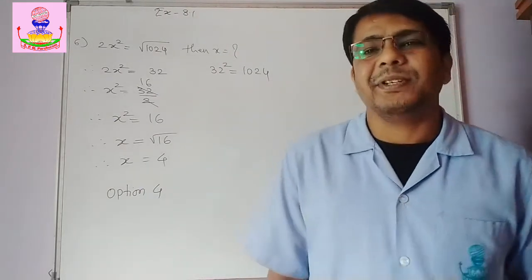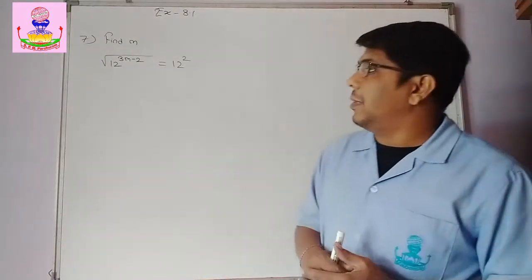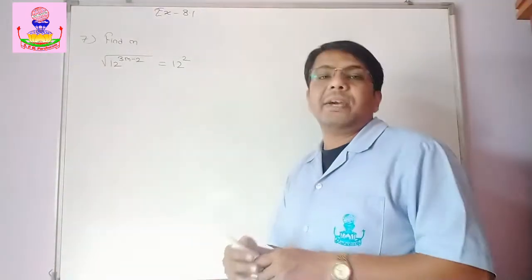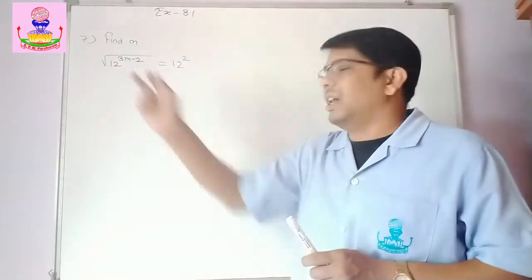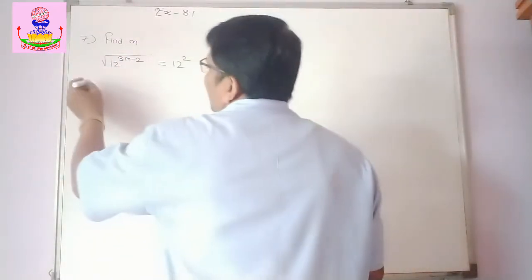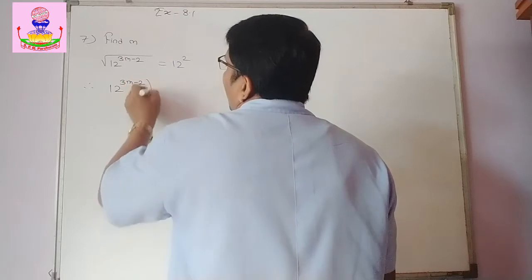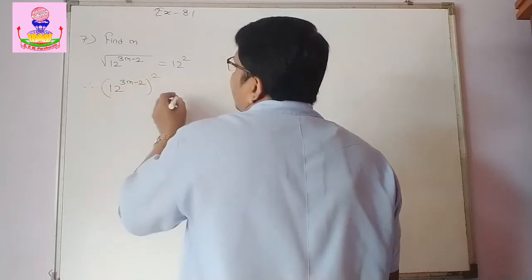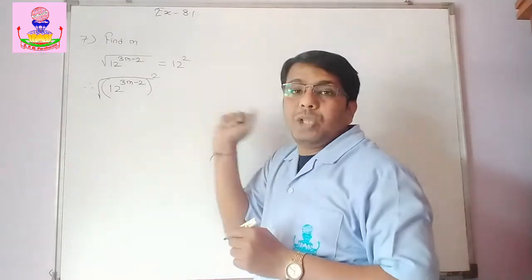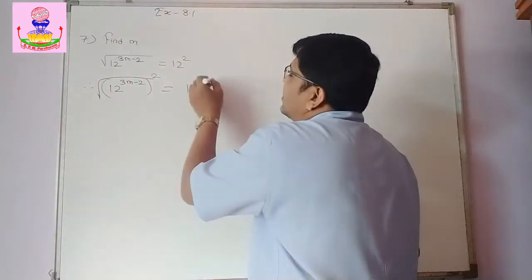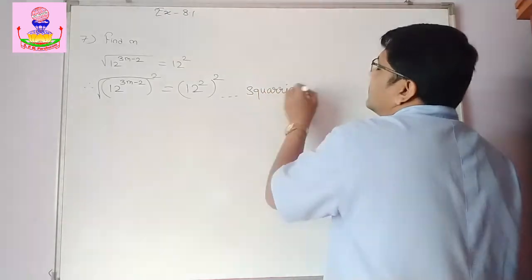Okay. Now let's move to the next example. Now see example number 7. What is the value of m if the square root of 12 raised to 3m minus 2 is equal to 12 raised to 2? So the first thing you do is remove this square root sign. How to remove it? Square both sides. So you will have the square root of 12 raised to 3m minus 2, whole square, is equal to 12 square, whole square. What we did: squaring both sides.